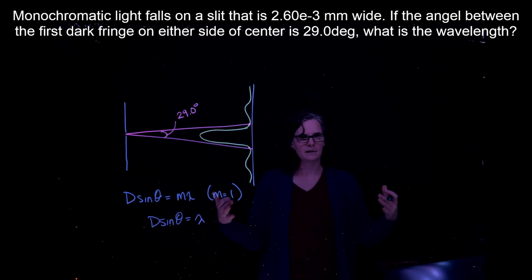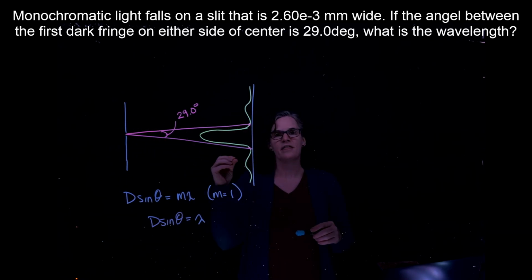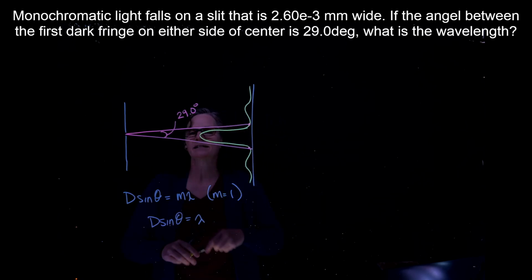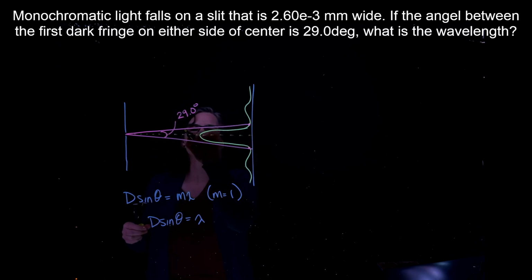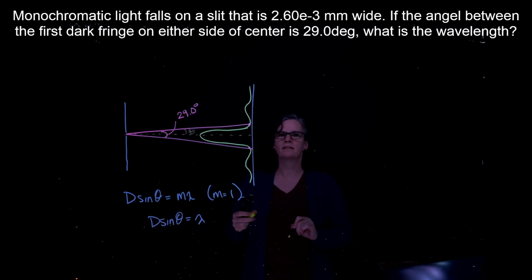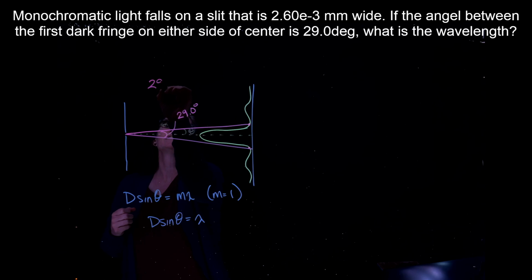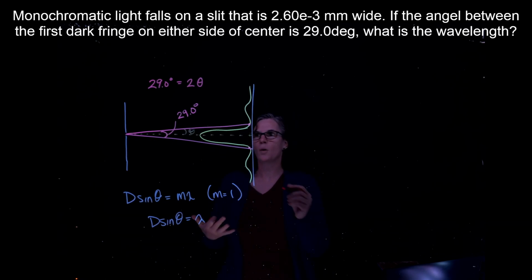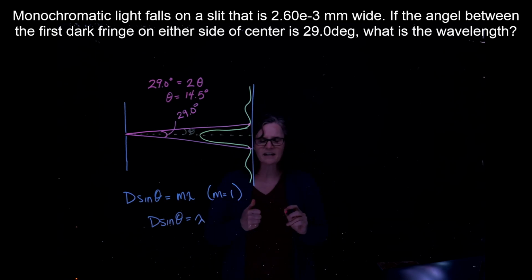Now what does this theta mean? That is the angle, remember, the angle at the light is entering that slit. Not this 29 degrees, it is the angle plus or minus to that first fringe. It's this angle. That's the angle theta that we're dealing with, all right? So that tells us that 29 degrees is equal to 2 times theta that we're interested in, or theta is equal to 14.5 degrees. So that's the theta that we're interested in.